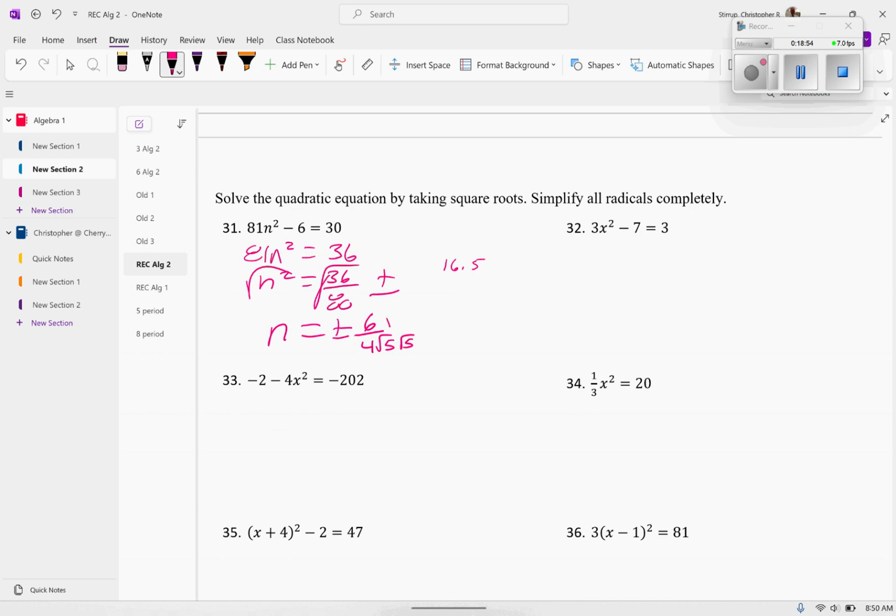Multiply both top and bottom by root 5. So that's plus or minus 6 root 5 over 20. And then you could reduce that. That becomes 3 over 10. So 3 plus or minus 3 root 5 over 10.